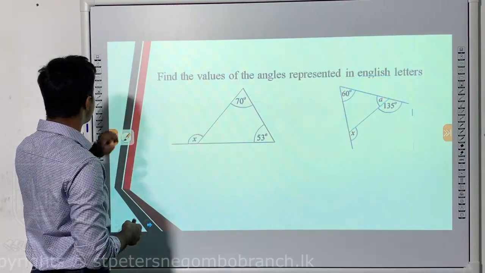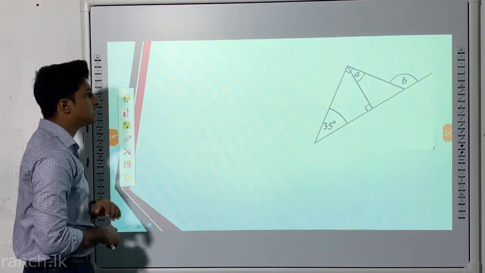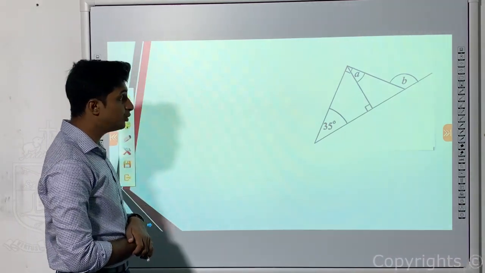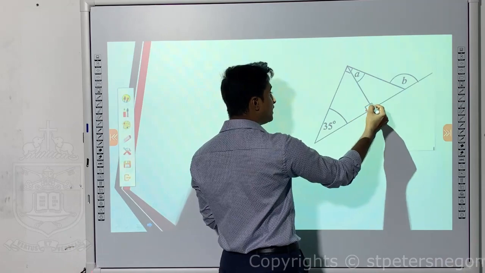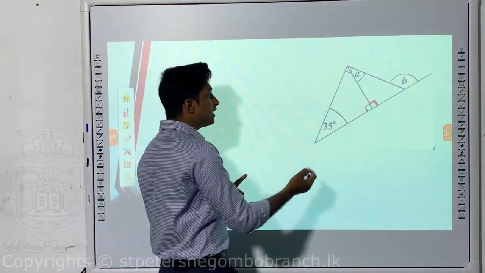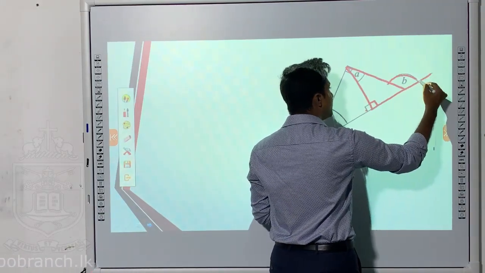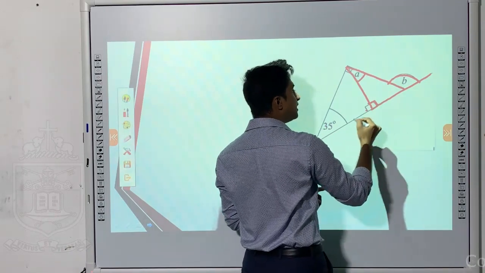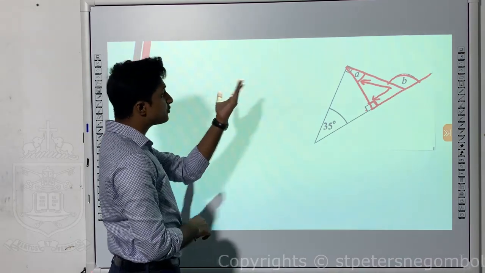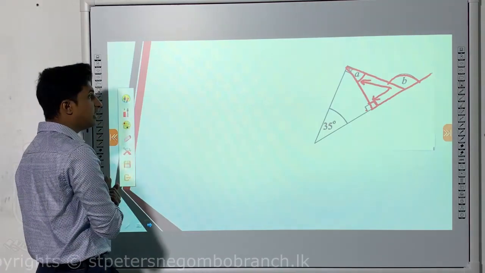Now we're moving on to the next question. Another simple question. Again, you have to find the value of A and B. So we'll see what we can do first. If this is 90, this is also 90. Now if I consider this small triangle, this is equal to the addition of this angle and 90 because they are the two opposite interior angles. So first of all, I need to find the value of A.